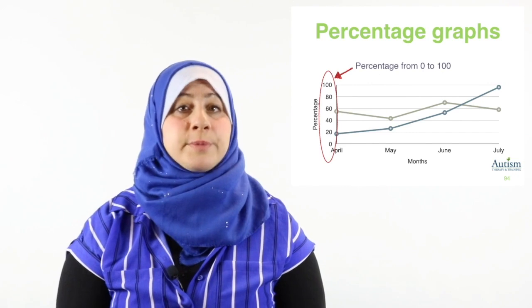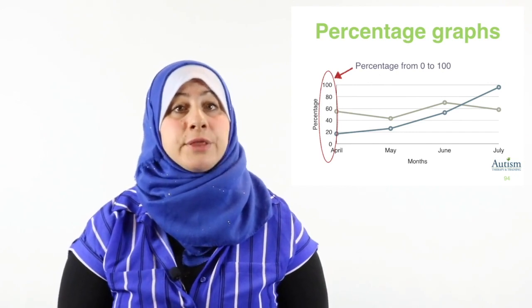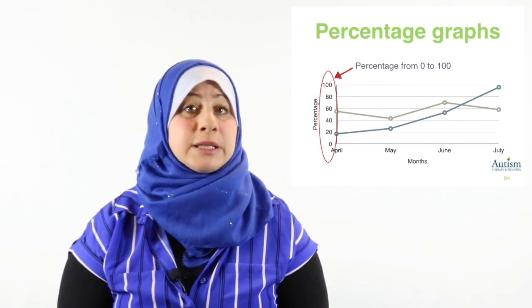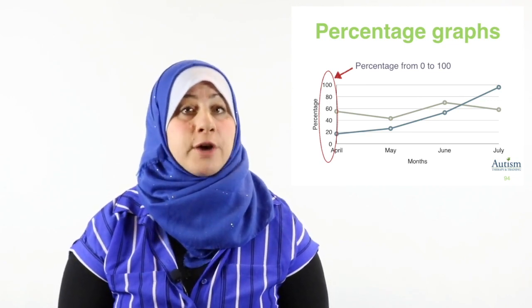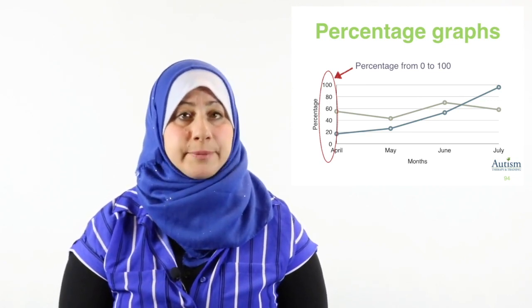Percentage graphs range from 0 to 100, and the y-axis label indicates the percentage of the target behavior. For example, percentage of words read correctly.